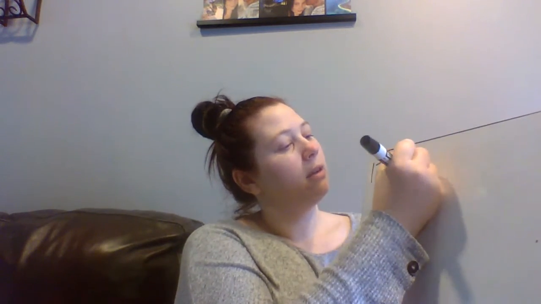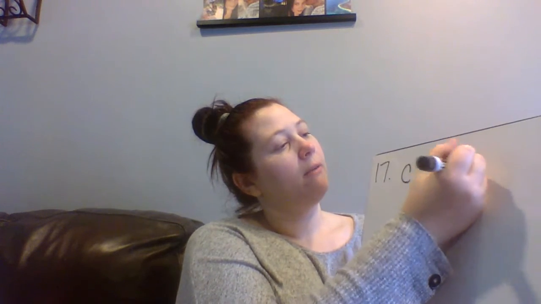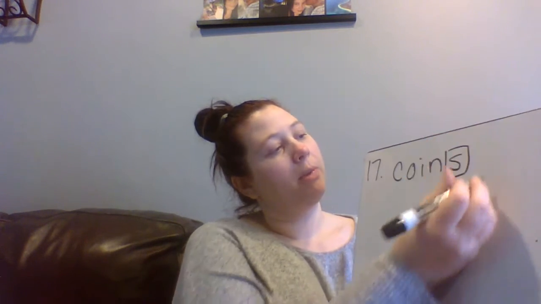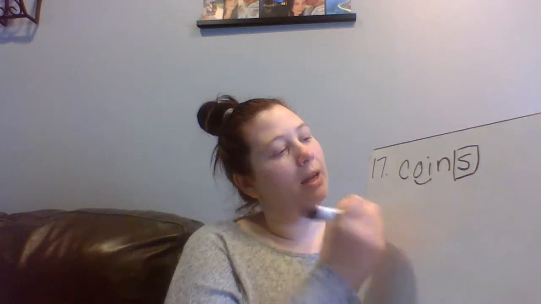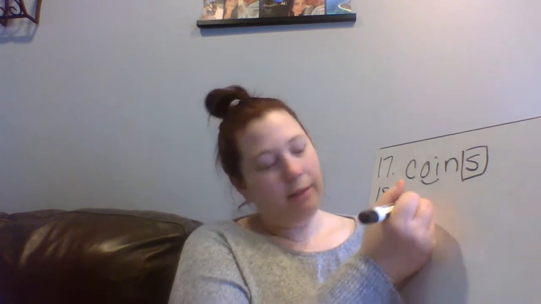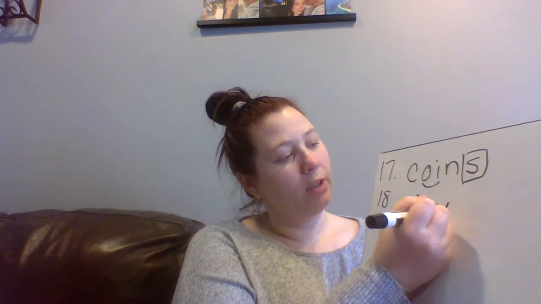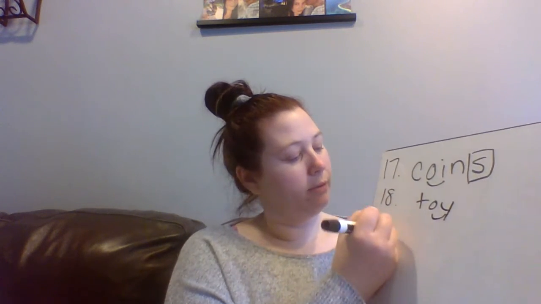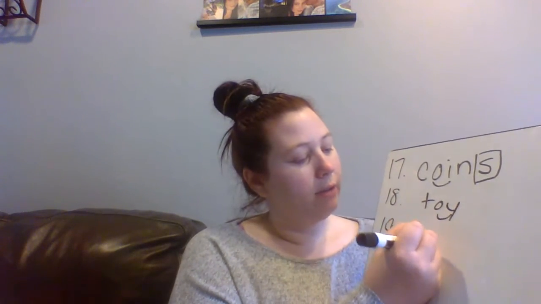Coins. Number 17, coins. Remember when we have a suffix at the end, we box it off, and then we have our OI diphthong, and we're going to just do that little arc. Number 18, toy. Again, just the arc on that one. Pretty easy.